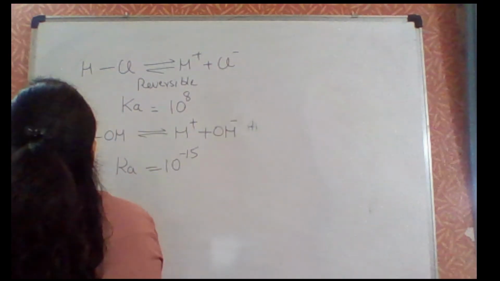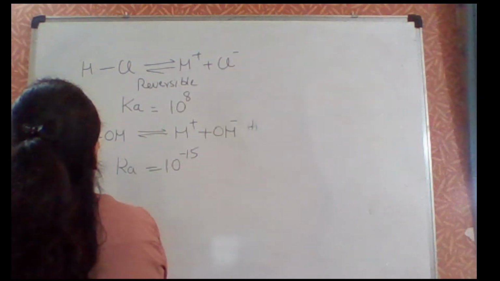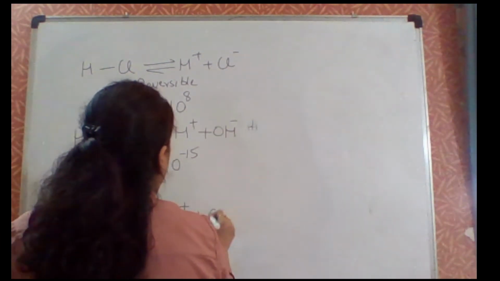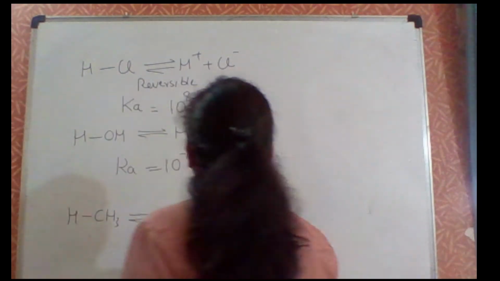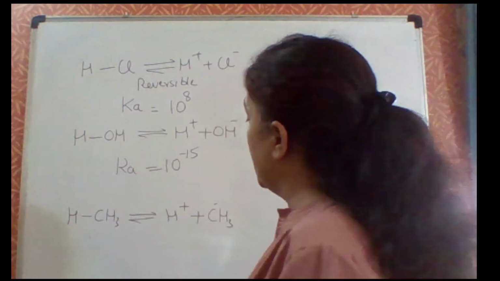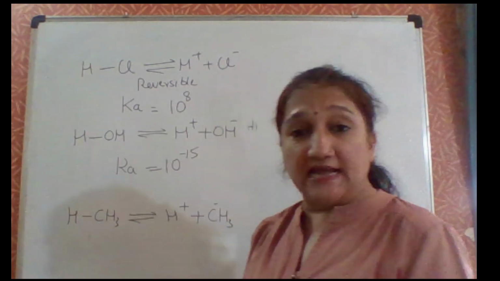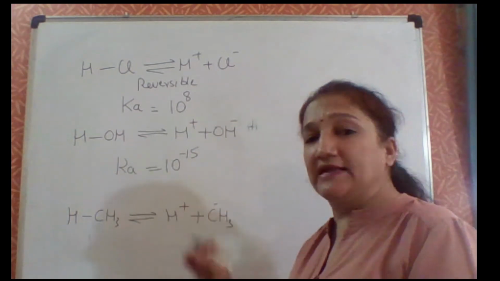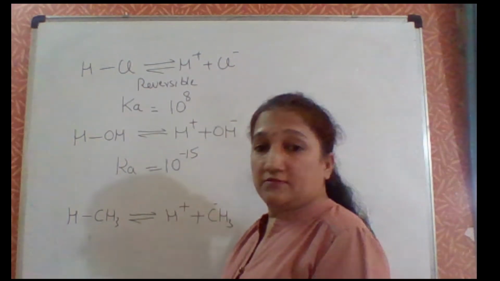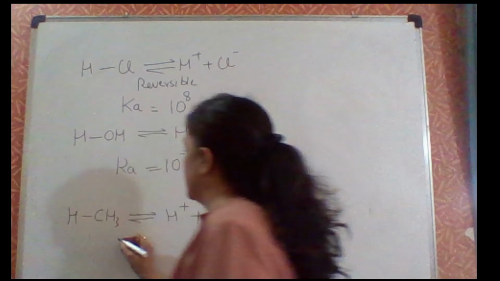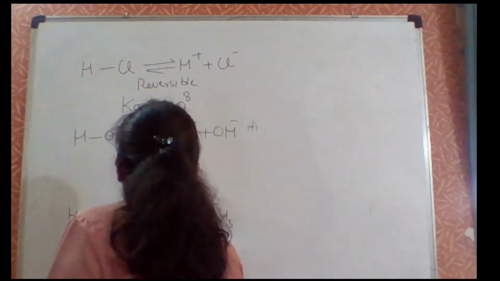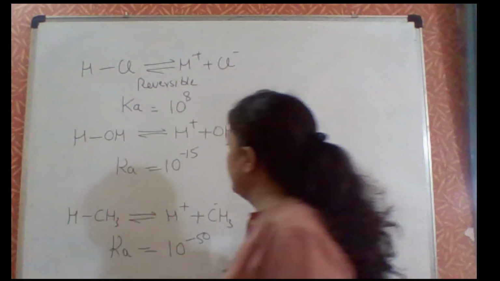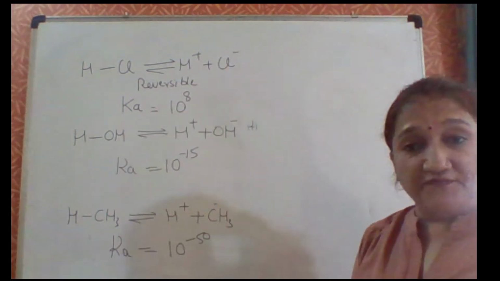Let's take one more sample reaction. Sample reaction of methane. Again giving a proton, hydrogen ion, and methyl group. Now this reaction is not exactly taking place because it is a very unfavorable reaction. I am just writing it down to devise the pKa values. Now the dissociation constant of methane is 10 raised to the power minus 50.